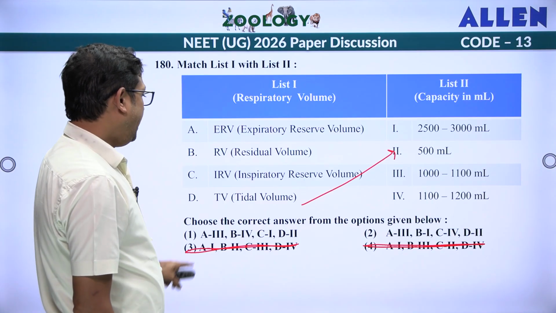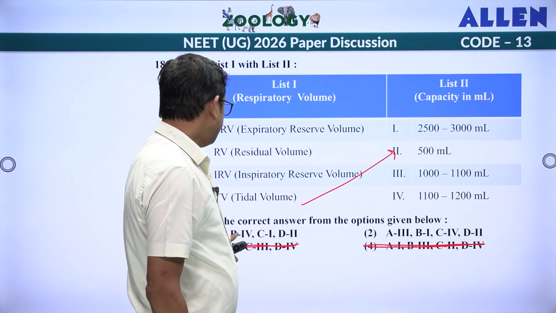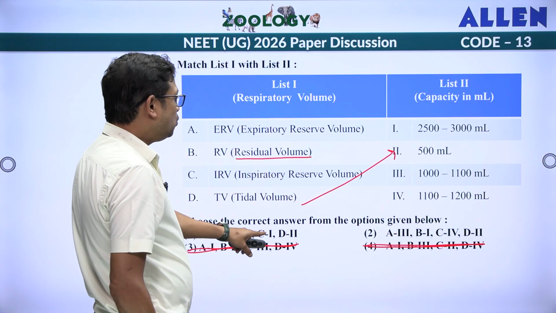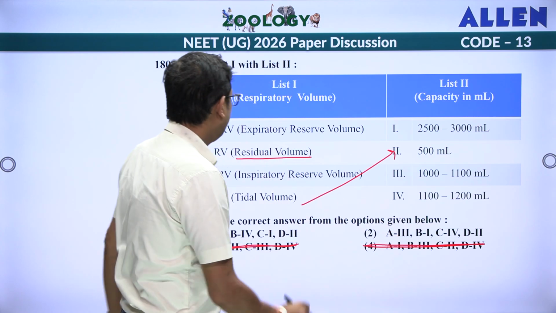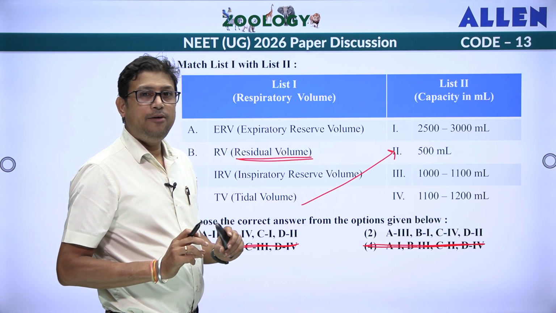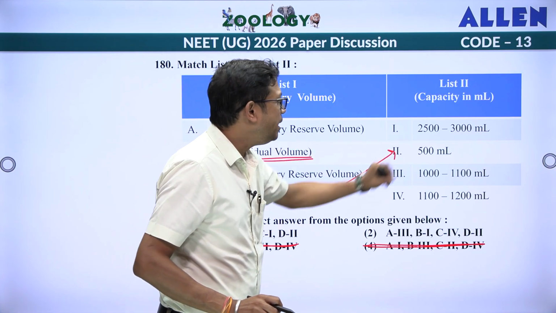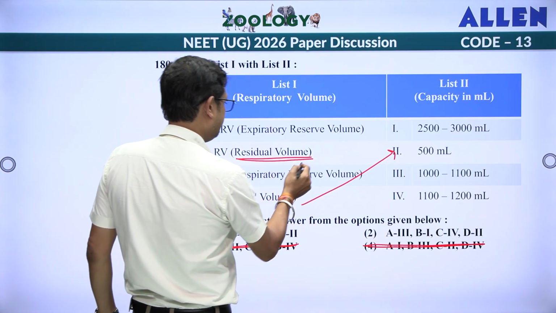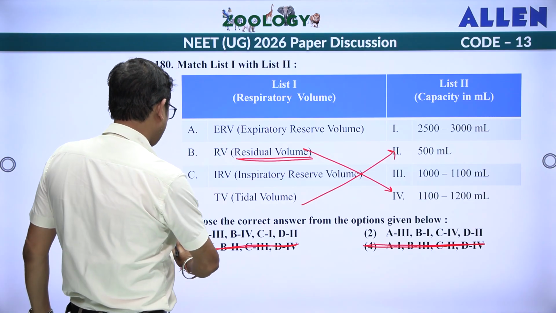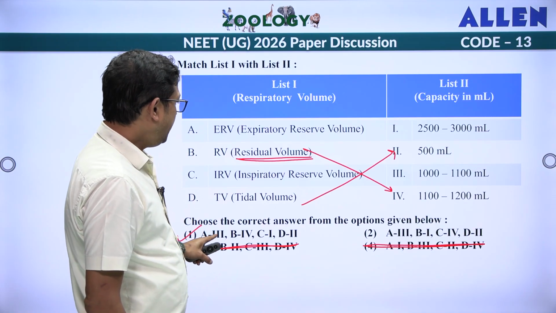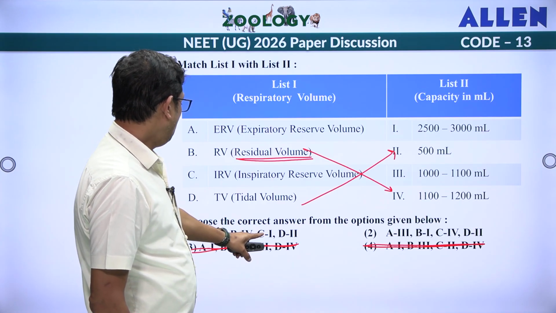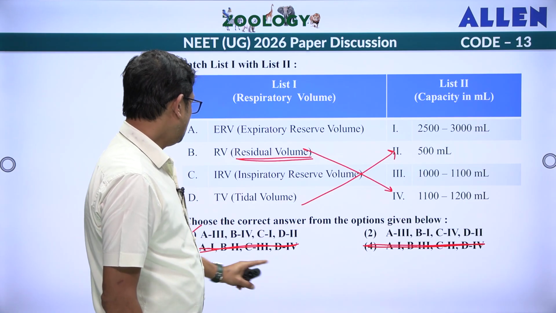Now A3, no need to check. You have to check B and C. Now if you see the residual volume, it is 1 or 4. Residual volume is what? After a forceful expiration, the amount of air left in your lungs is called residual volume. It cannot be 2500 ml. It is this one. So B should be 4. So the answer is 1: A3, B4, C1 and D2. So the answer is 1.